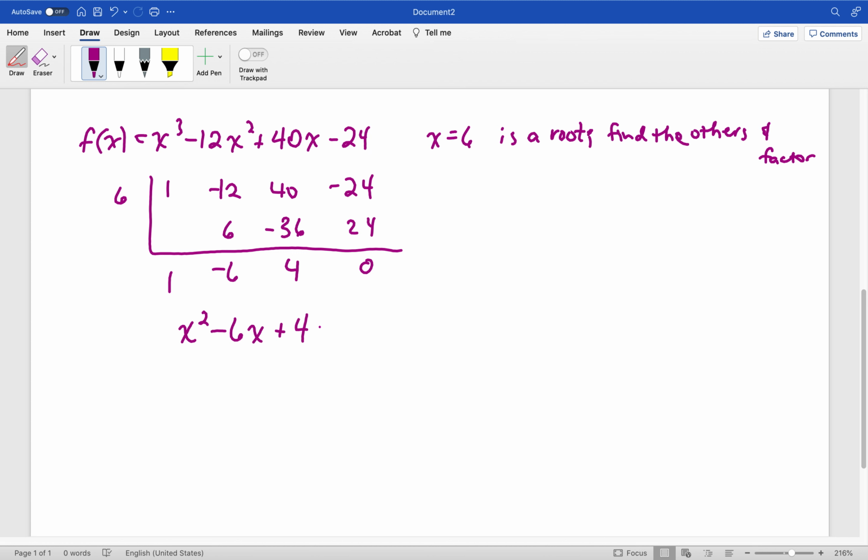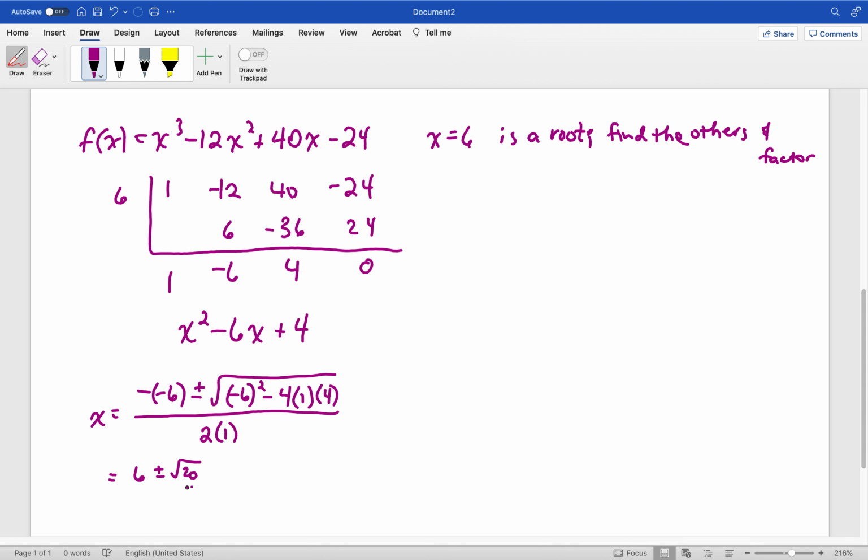Now, I would like to continue to factor that. So, looking at this, I can't think of anything that works. Okay, so let's go to the quadratic equation, all right? So minus b is minus negative 6 plus or minus the square root of b squared minus 4 times a, which is 1, boring, but okay, times c, which is 4, all over 2 times a. And again, a is just 1. So what are we at here? That's a positive 6 then out front. And this is what? 36 minus 16. So square root of 20 over 2.